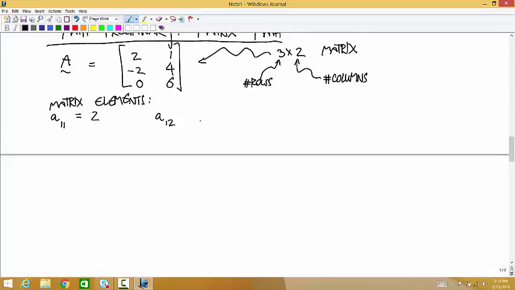A12 is 1. A21 is -2, A22 is 4, A31 is 0, and A32 is 6.